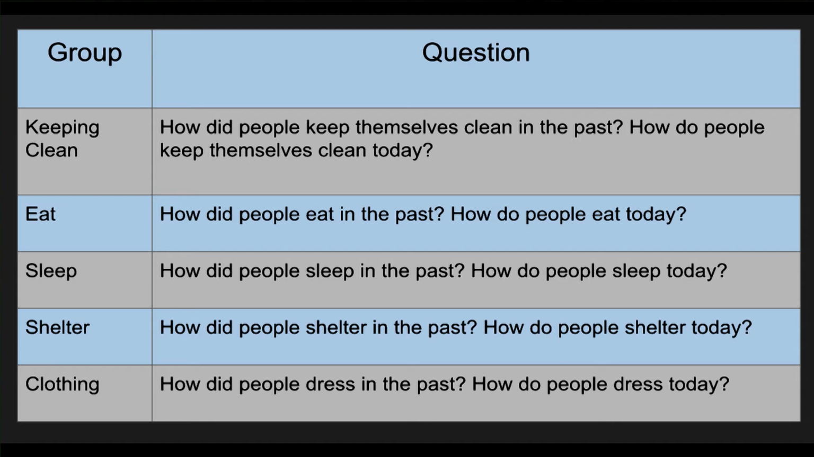And then I'm going to set them up with sort of big questions. How do people keep themselves clean in the past, and how do people keep themselves clean today? And those questions are going to facilitate that comparison. I might need more than 5 groups. So some other categories I might include would be, how do people have fun in the past, and how do people have fun today? Or how do people get around in the past, and how do people get around or travel today?